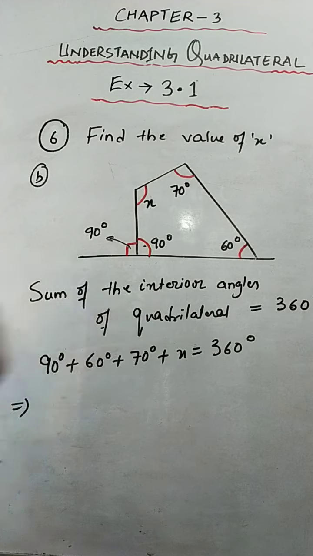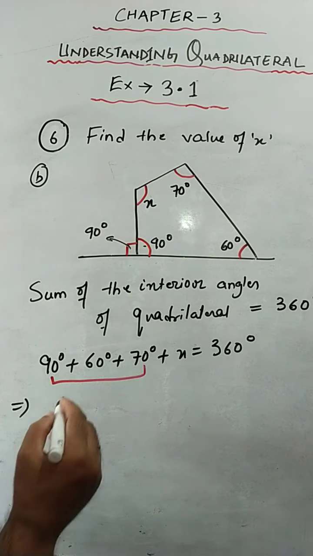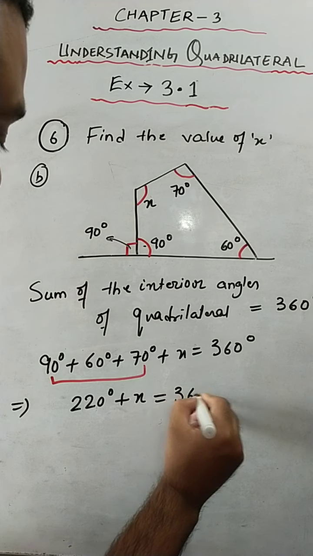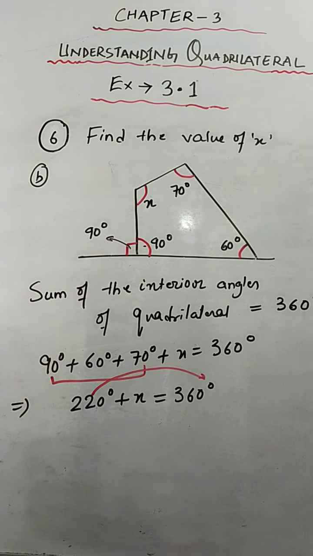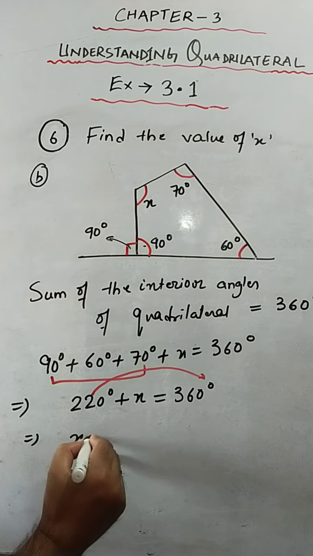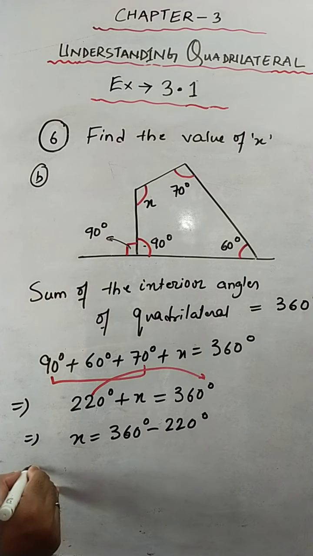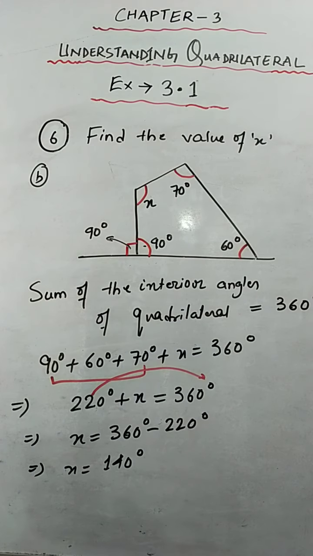Now again our objective is to get the value of x. So before that we will add these three numbers. So what will be the sum of these three numbers? It would be 220, students. 220 degree plus x is equal to 360 degree. Now let us transpose this towards that side. So x would be equal to 360 degree minus 220 degree. So x is equal to 140 degree. Okay, so this is the solution of sum number B.